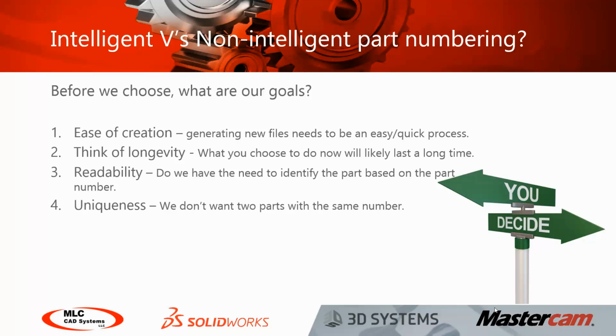You also have to think of the longevity as well. What you choose right now is likely going to last a long time. And then a great decision that a lot of people struggle with is readability. Do you actually have the need to identify your parts based on the part number? And then finally, uniqueness. We never want to have two files with the same file name or the same part number. So we definitely need to have something that makes the files unique in themselves.